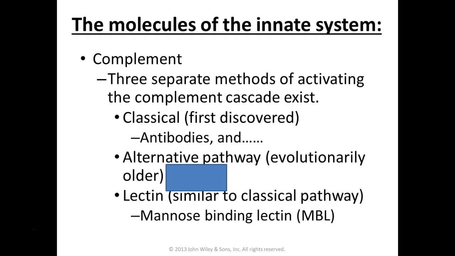The classical is actually called the classical because it was the first discovered. It's probably not the first one that happens, especially if it's the first time you've seen the pathogen. Are you going to have antibodies against it? No. If it's your very first time you've ever seen this pathogen, you're not going to have antibodies. But this pathway they have found out can be activated by other things found on microbial substances.